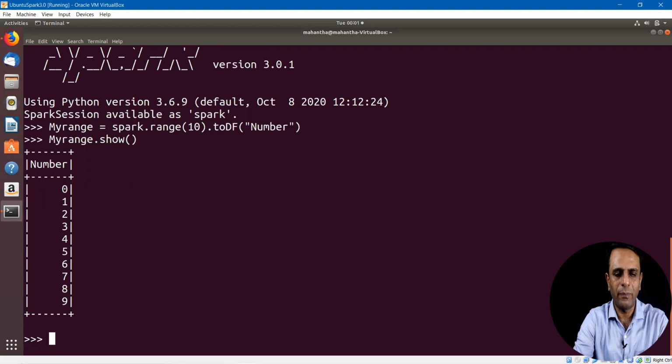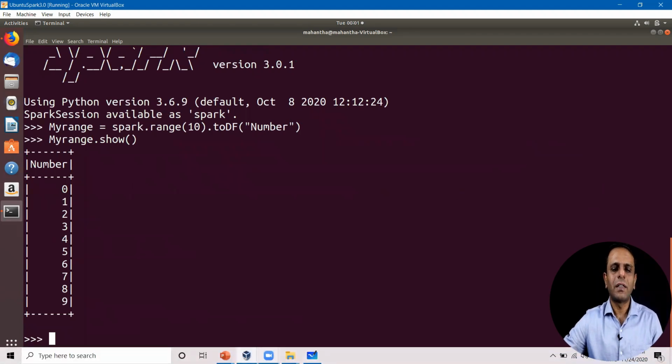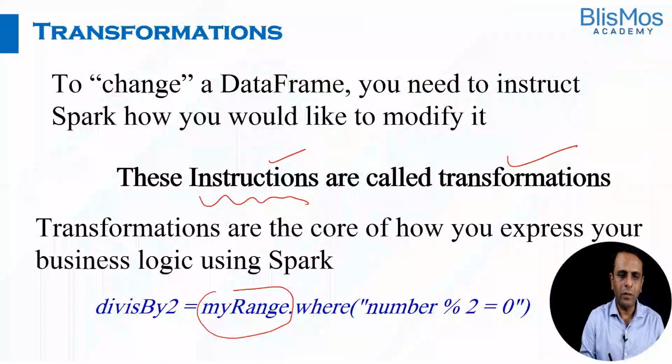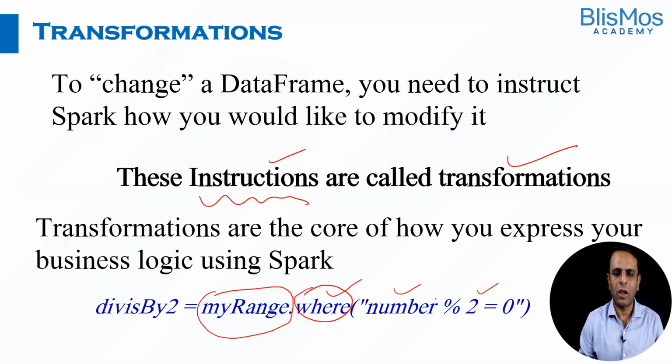Now that we have a data frame, let us try to understand what a transformation is. Here in this case, myRange is my data frame. On this data frame, I am applying a transformation called where. where is a transformation here. The logic I am giving here is that number is the column of the myRange data frame, and on that I am checking whether each number is divisible by 2 or not. So for this data frame, I am applying this transformation. This is the transformation, and this is the logic I am applying.